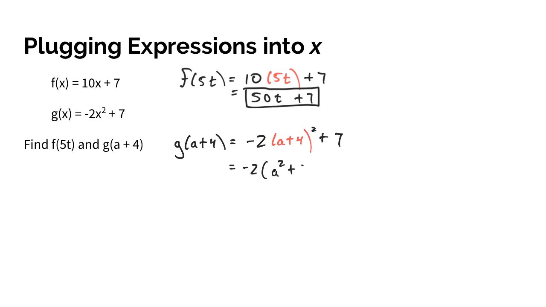you're going to have a squared plus 8a plus 16, because that's what a plus 4 squared is, then plus 7. Now at this point, we can distribute our negative 2, so you have negative 2a squared minus 16a minus 32 from the distributive property, and still plus 7. And now we can combine our like terms.